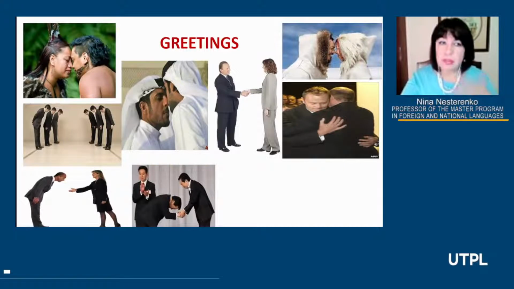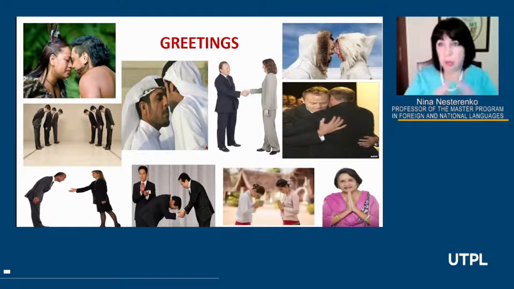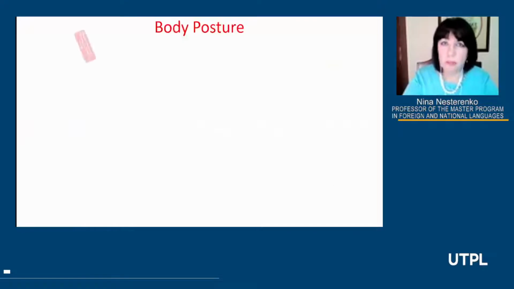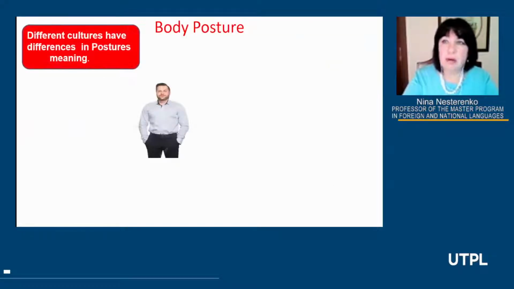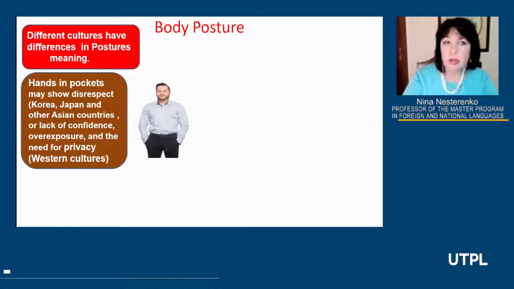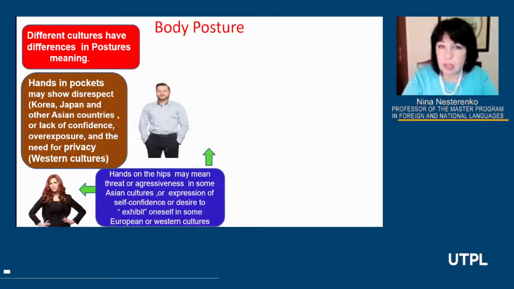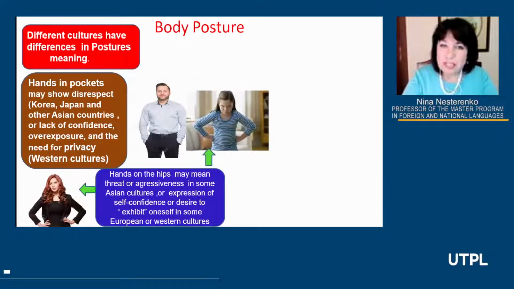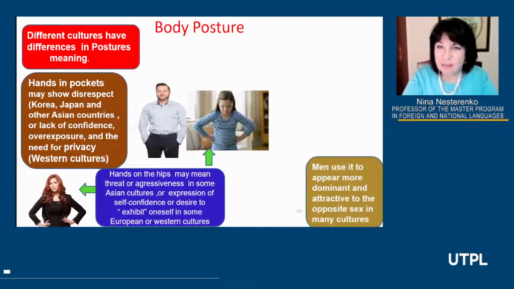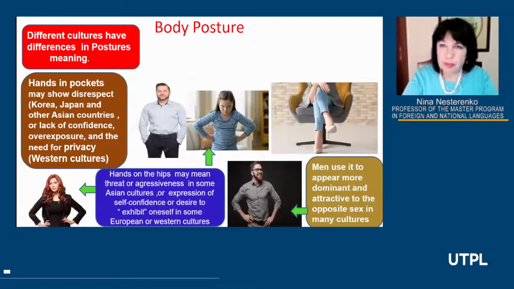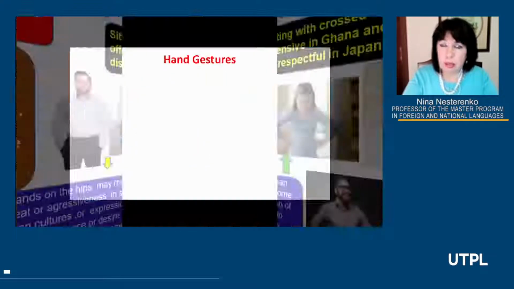Well, and cultures that are non-touch cultures avoid physical contact. The greetings are different, like bows, hands together, and so on. Body posture may also represent different meanings. In the United States, hands in pockets may show disrespect in Korea or in Japan, but in Western cultures, it's just a normal gesture. You feel comfortable, relaxed, that's why you put your hands in pockets. And hands on hips may be perceived as aggressiveness in some Asian cultures. So body posture is also an important aspect.